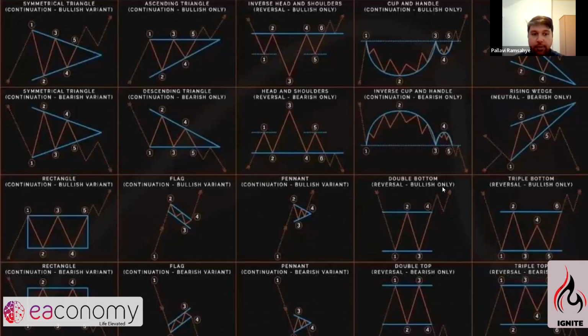Today's session, previous sessions, the first one, we went through the rectangle pattern. We went through the bullish and bearish variant. Last session, we went through the triple bottom, and again, the bullish and bearish variant, the triple bottom and triple top. Today's session, we're going to be going through the double bottom and the double top, okay? So let's get straight into this.